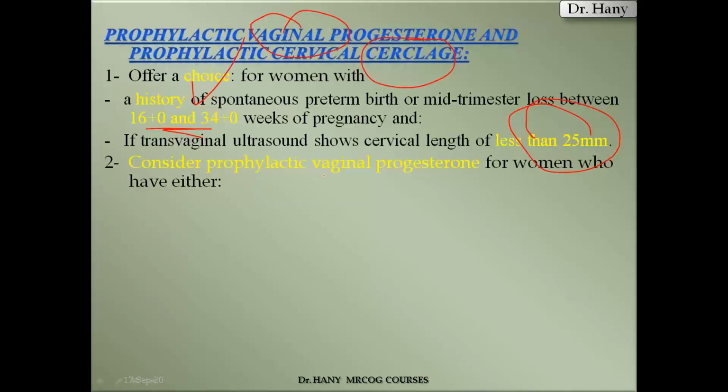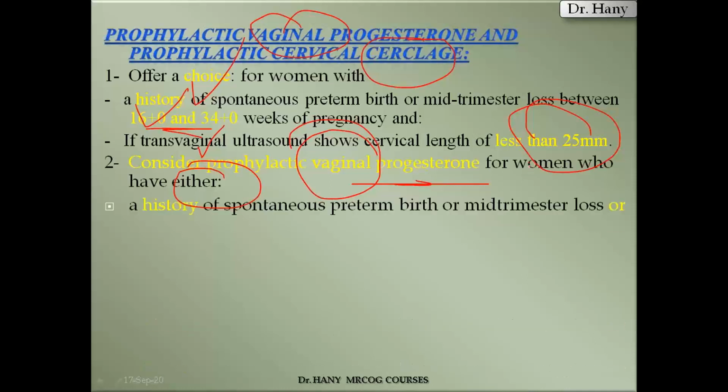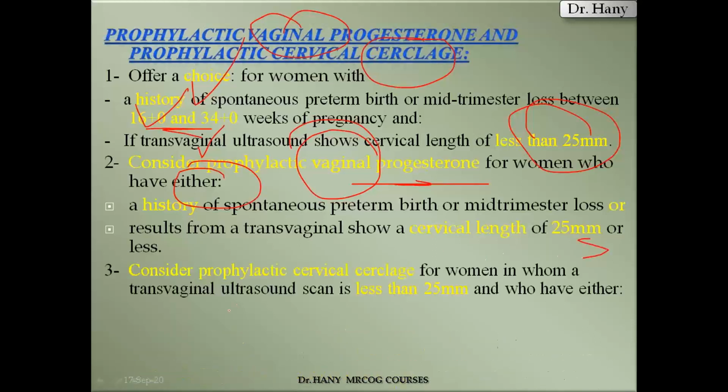I will do vaginal progesterone only. It is not oral or rectal. Vaginal progesterone for a woman who has either this or this. So, in the exam question, he will tell you that the woman has an accidental ultrasound scan showing that she is less than 25 millimeters. So, a history of spontaneous preterm labor or loss, or the woman has an accidental ultrasound less than 25, or you will go for the third scenario.